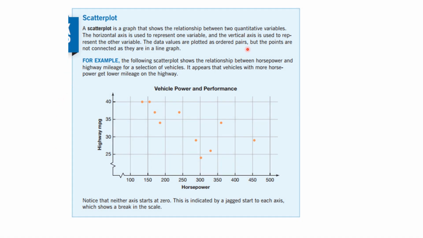So a scatter plot is a graph that shows a relationship between two quantitative variables. The horizontal axis over here represents one variable and the vertical axis represents the other. The data values are plotted as ordered pairs, but the points are not connected as they are in a line graph. So for example, this shows the relationship between horsepower and highway mileage. And you can see that in general, the higher the horsepower, the lower the mileage we get for the vehicle.